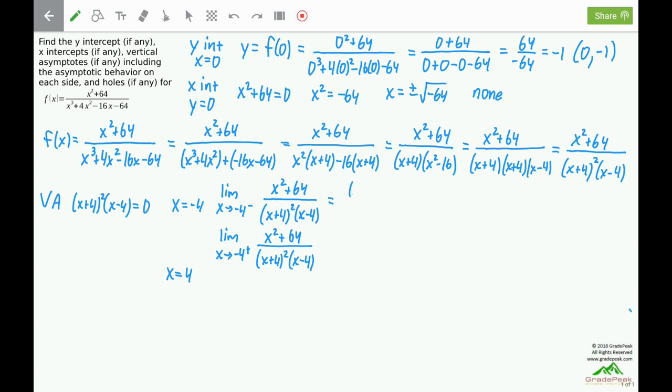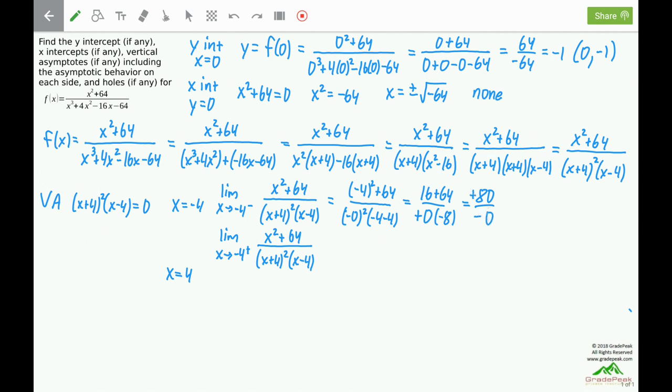Negative 4 can then plug in for all remaining x's. So x plus 4 will be a negative 0 squared, and negative 4 plugged in for all remaining x's. In the numerator, negative 4 squared is a 16 plus a 64. In the denominator, negative squared is a positive, 0 squared is a 0. Negative 4 minus 4 is a minus 8. 16 plus 64 is an 80 over positive times negative is negative, 0 times 8 is 0.